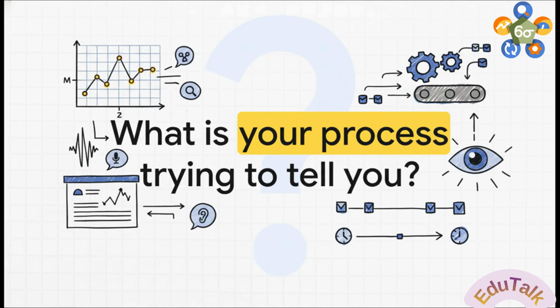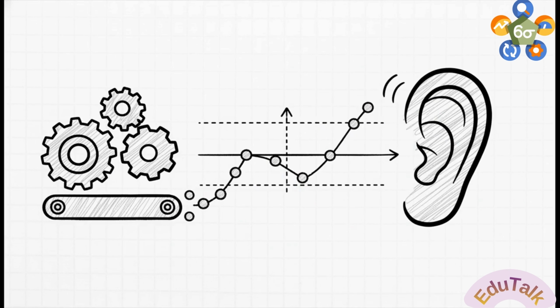So here's the bottom line. Every single one of your processes is talking to you, all the time. It's constantly generating data. And that data is telling a story. By using tools like control charts, you're finally learning how to speak its language. When you give your process a voice, you can finally hear what it's saying. The real question is, are you listening? What is your process trying to tell you?